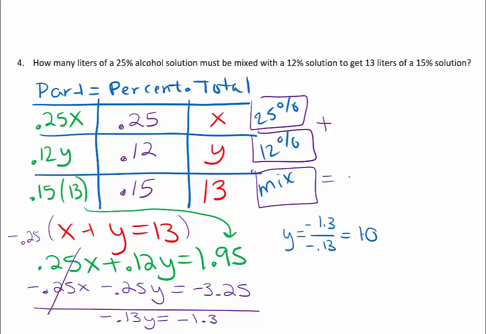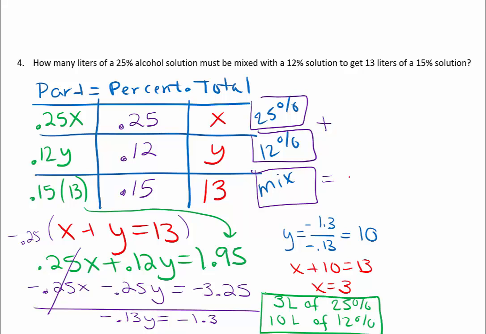Divide by negative 0.13, and so y equals 10. I'll plug that 10 into the first equation. x plus 10 equals 13. Subtract the 10, so x is 3. That means we need 3 liters of the 25% solution and 10 liters of the 12% solution.